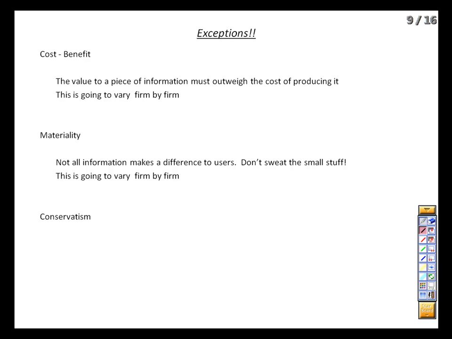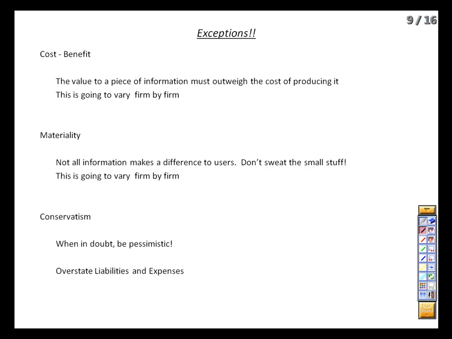The last exception is conservatism. Like I said at the beginning, while we would like our accounting to be neutral, it really isn't. And while this typically makes people chuckle when I say so, we're actually conservative. What do I mean by conservative? Well, when in doubt, we should be pessimistic. What this means is that we're going to overstate liabilities and expenses when there's a judgment to be made.